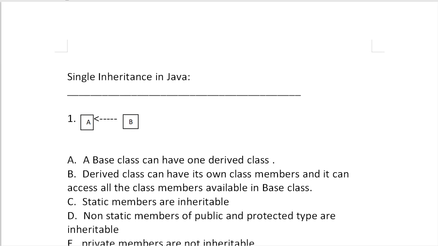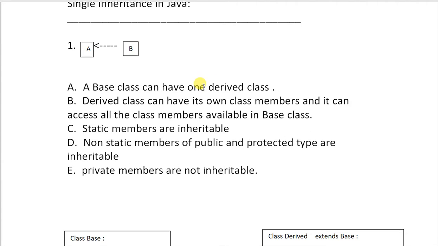In this video tutorial we are going to discuss single inheritance in Java. As we can see over here, two small squares, both representing two different classes. If we talk about inheritance, at least two classes will come into the picture, at most n number of classes.